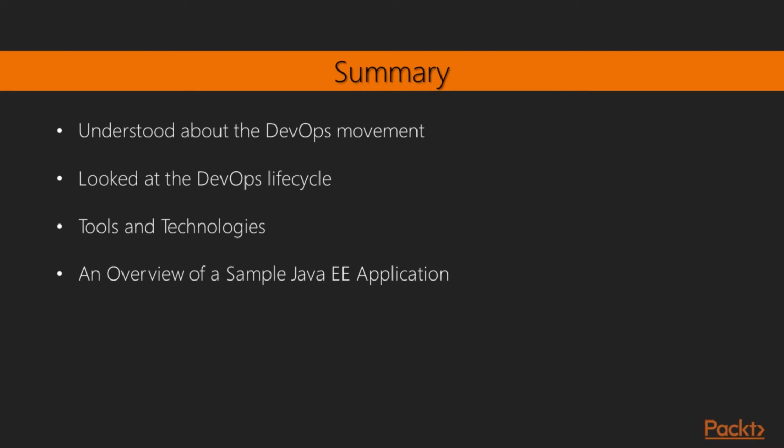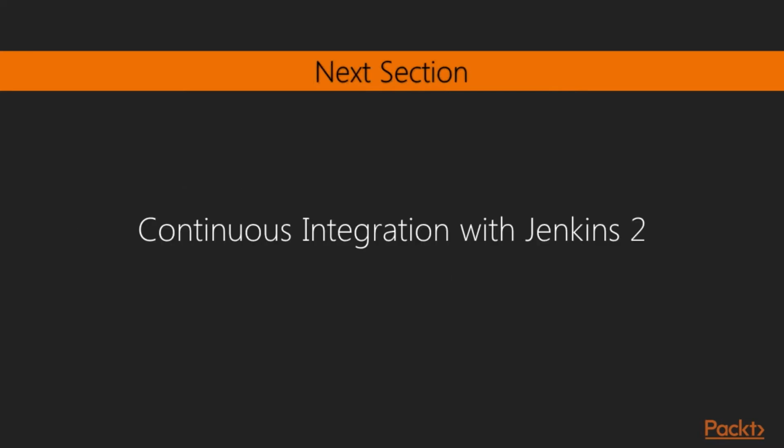In terms of tools and technologies, we covered a brief overview of SVN, Git, Apache Maven, Jenkins, AWS, Microsoft Azure, Chef, Nagios, Xenos, and the DevOps dashboard, Hygieia. In the next section, we will see how to install and configure Jenkins 2.0 and implement continuous integration using a sample Spring application available on GitHub.